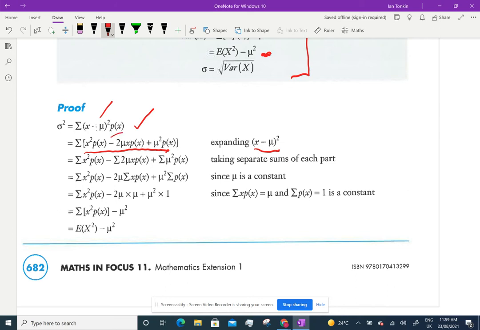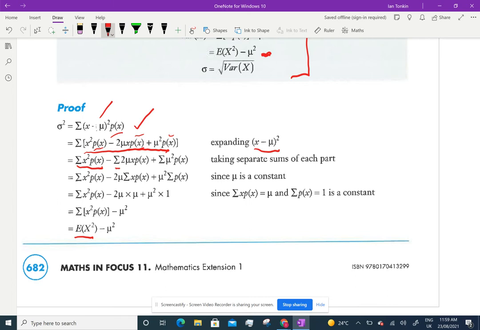And notice that they've put a p of x multiplied by each one. So you get x squared minus 2 mu x plus mu squared. Now, well, that's pretty obvious. That's just the sum of all the scores squared. That's the expected value of all the scores squared. Can you see that? That's the sum of x squared times p of x, which is just that.